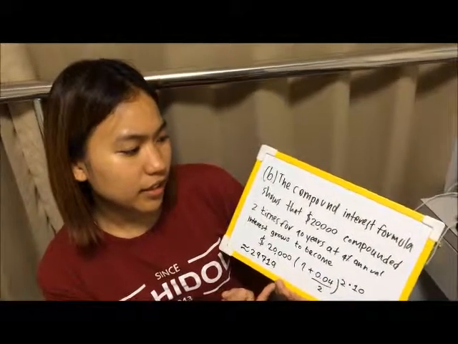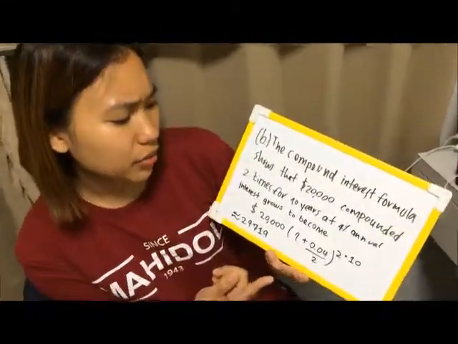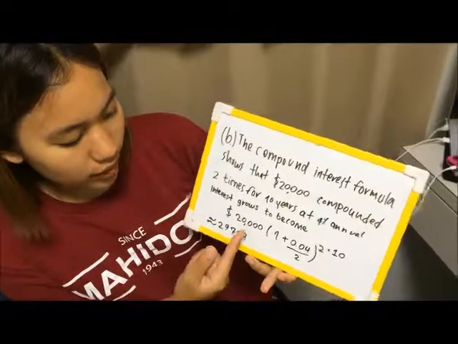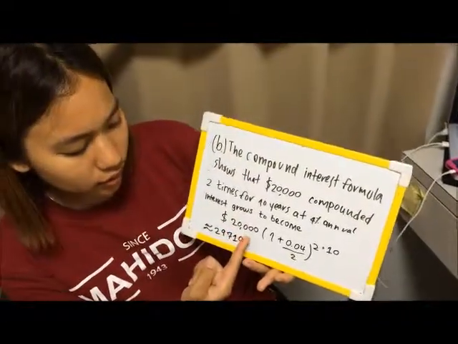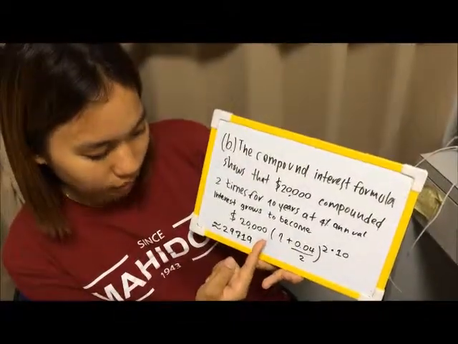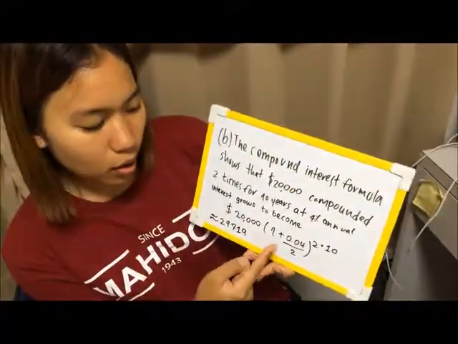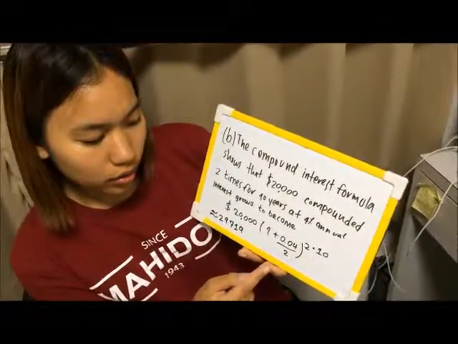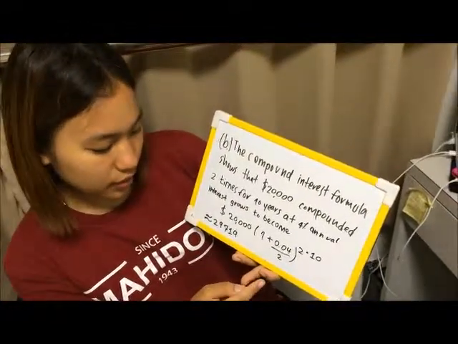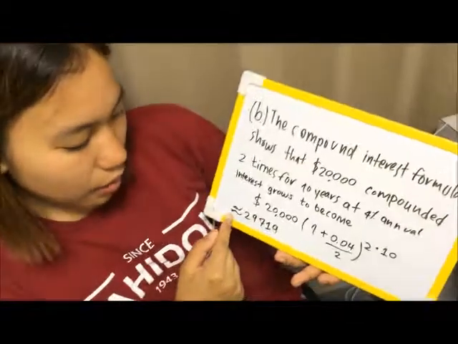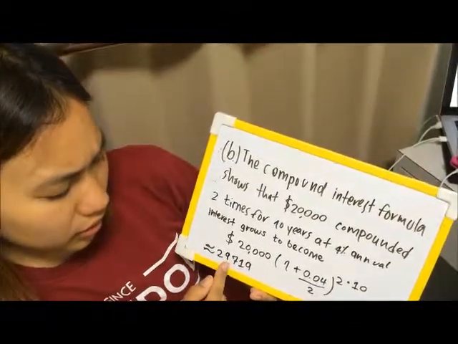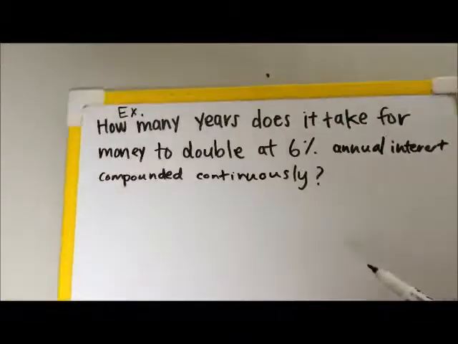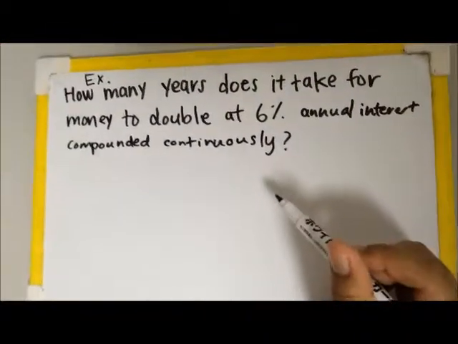The compound interest formula shows that $20,000 compounded 2 times per year for 10 years at 4% annual interest grows to become this: 20,000 multiplied by (1 + 0.04/2) to the power of 2 times 10, and it will be around $29,719.